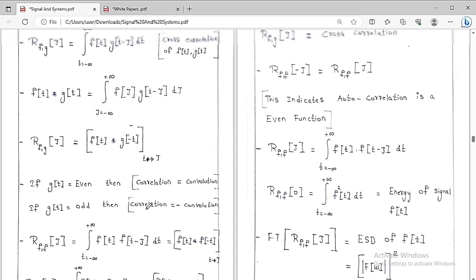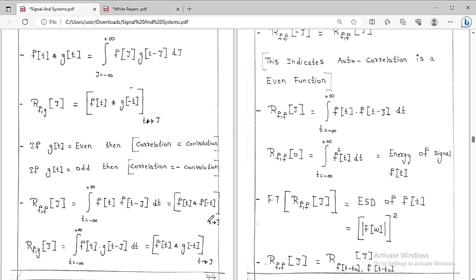So how can I write it in terms of convolution? Replace g by f, that's it. So f of t convolution of f of minus t, and finally replace t by tau and tau by t. So you are going to get this thing, right? It's a double arrow, not a single arrow. Replace t by tau and tau by t. Then only you are going to get the relation that we want.